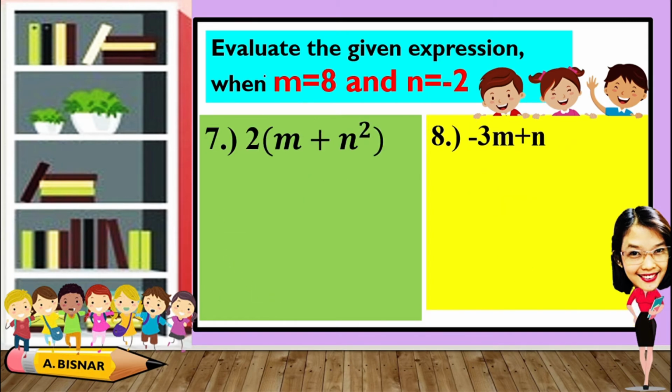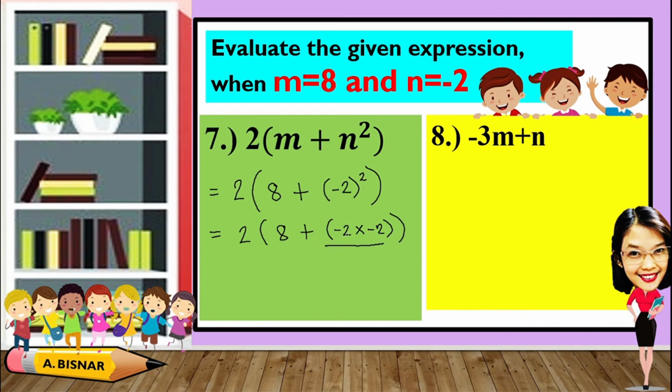So let's have number 7. Evaluate the given expression when m is equal to 8 and n is equal to negative 2. So we have here 2 times the sum of m and n. M is 8 and then n is negative 2, so negative 2 squared. Let's simplify first what's inside here. Negative 2 squared is equivalent to negative 2 times negative 2. So we need to simplify this first. Negative 2 times negative 2 is equivalent to positive 4 because negative times negative is positive. So this is already 4 plus 8.